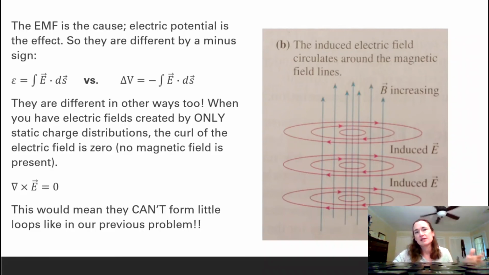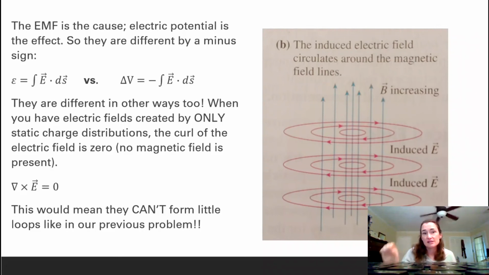If you have electric fields, and hence potentials, created by only static charge distributions, then the curl of the electric field is always zero. That's because there's no magnetic field unless those charges start to move, right? You only get magnetic fields from moving charges, not from stationary ones. And if you don't have a magnetic field, then you definitely don't have a changing magnetic field in time, which would make the right-hand side of our differential form of Faraday's law, by definition, zero. And so you end up with the curl of E equal to zero for these situations.